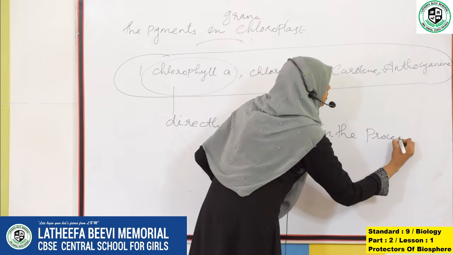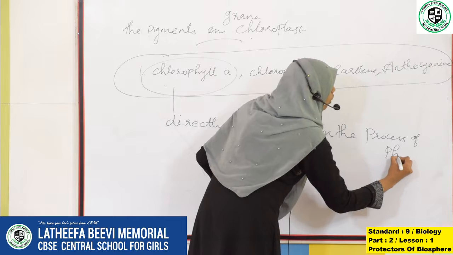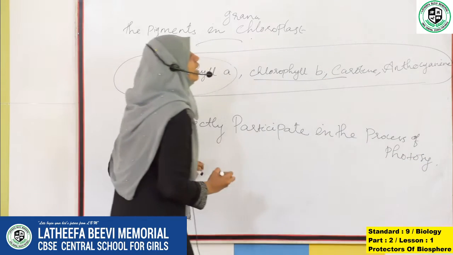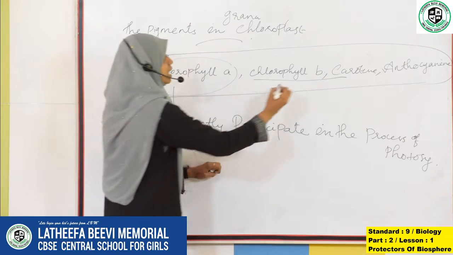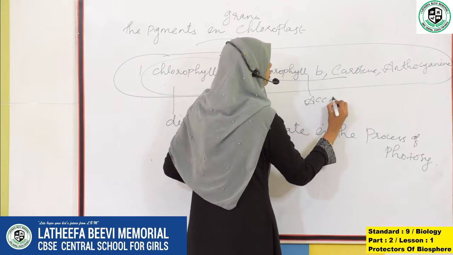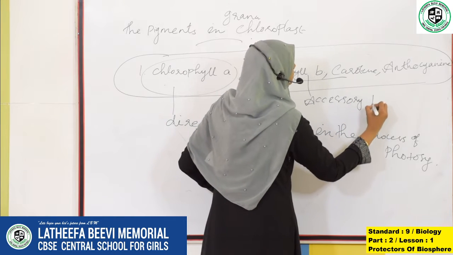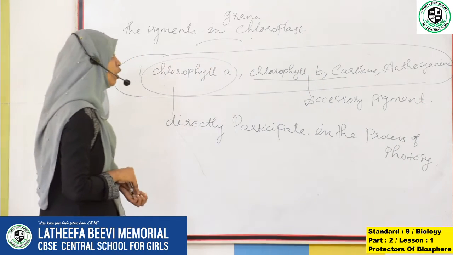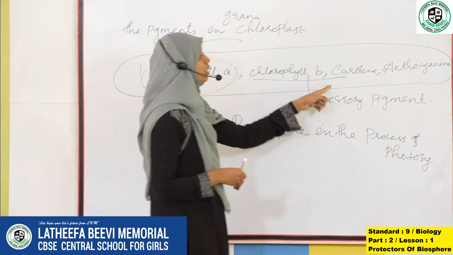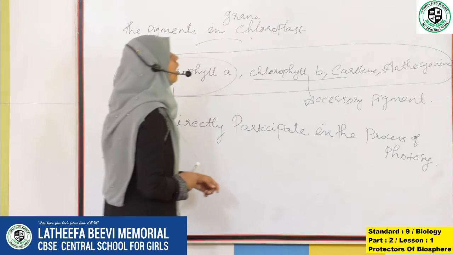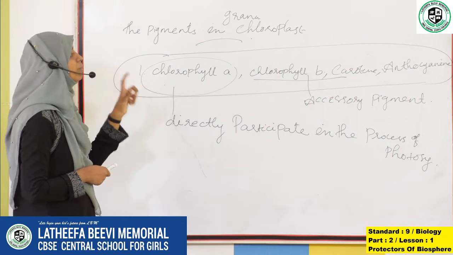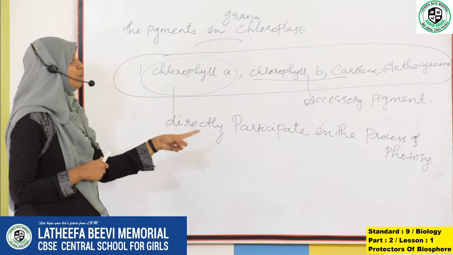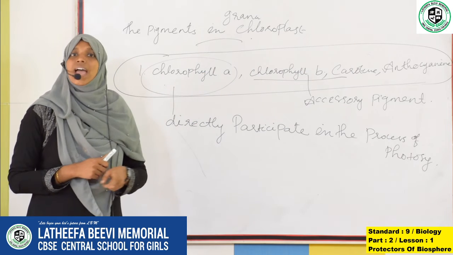So all the other pigments, the three pigments chlorophyll B, carotene and anthocyanin, are called accessory pigments. What are the accessory pigments present in the grana of chloroplast? Chlorophyll B, carotene and anthocyanin are present in the grana of chloroplast, and they are called accessory pigments.